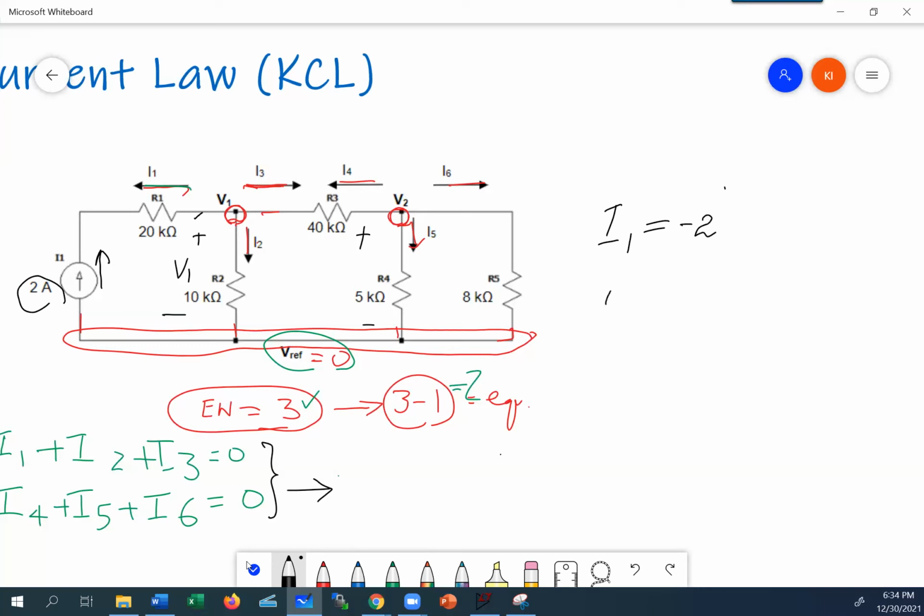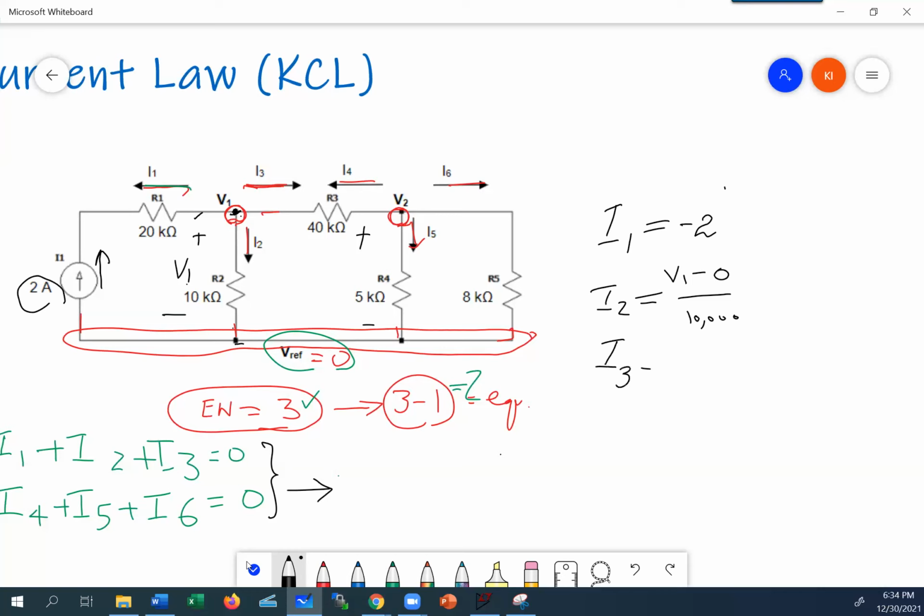Now, I2 is a little more tricky. I have to do a little bit of Ohm's law play, which says from here to here, the voltage is V1. Remember, that's the definition. When you say voltage is V1, it's from here to the reference. So here it says it's V1. So I can use V over R to find the I. So it's going to be basically V1 minus 0 divided by 10,000. And that gives me I2, okay?